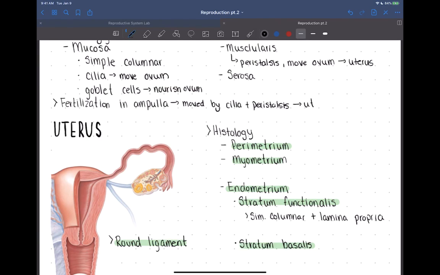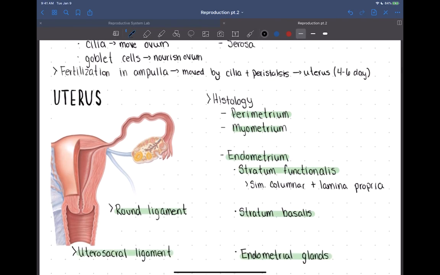And that process takes between 4 and 6 days, which is why we need those goblet cells to nourish that ovum, that blastocyst, because it's going to spend between 4 and 6 days to actually reach the uterus where it can implant, and then it'll get all the nourishment it needs from the uterus. Okay. Good. All right, so now let's talk about the uterus.